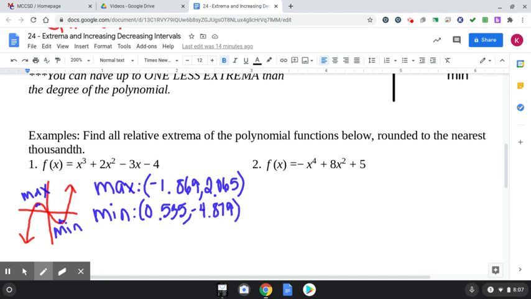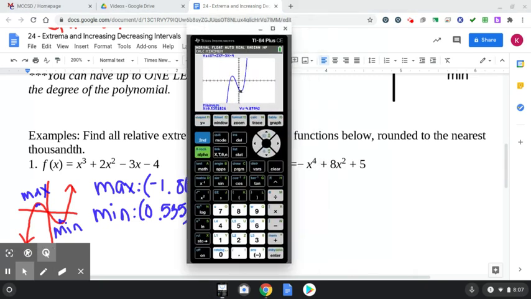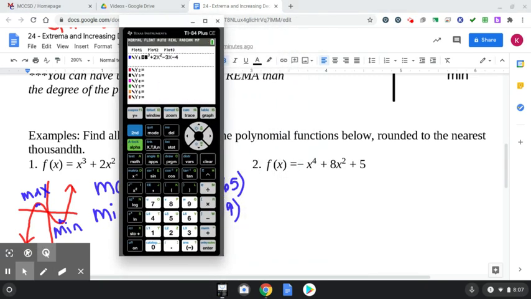And that's it. That's all you have to do for these two examples to find the relative extrema. So now we're going to do the same thing for number 2. I go to y equals and clear out my old function. I'm not going to add another one in because then it's going to graph too much. I have negative x to the 4th plus 8x squared plus 5, press graph.